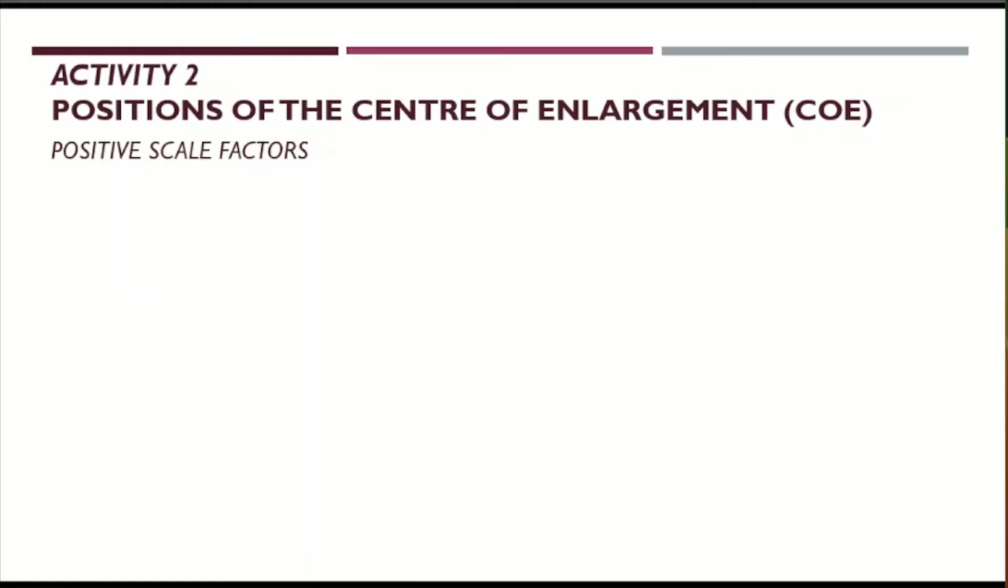Now let's move on to activity 2. We want to observe the various positions that the center of enlargement can assume. If you remember, previously we always used the origin as the center of enlargement. But in scale drawings, the center of enlargement can assume various positions. And we can have positive scale factors and negative scale factors, as we observed in the previous activity.